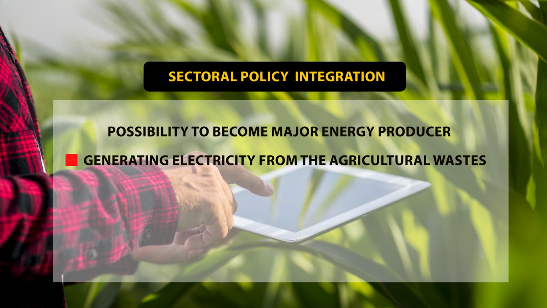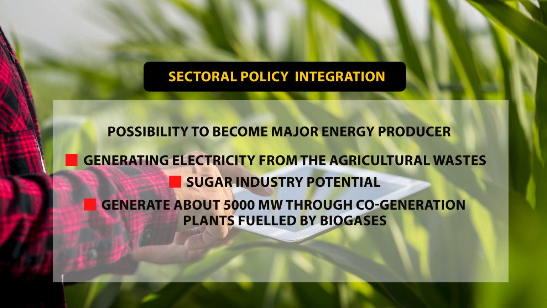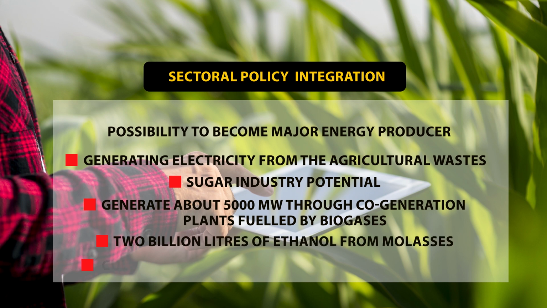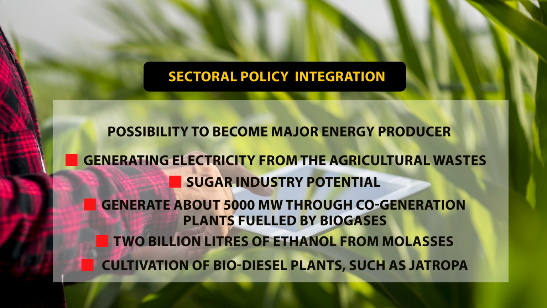And then the sugar industry has a lot of potential for generation of energy. It can generate about 5,000 megawatt through co-generation plants fueled by biogas. Then 2 billion liters of ethanol can be produced from the molasses of the sugar industry. Then there is an opportunity for cultivation of biodiesel plants such as Jatropha. So, we can produce energy from the agriculture sector. This is a very good opportunity available for the agriculture sector.